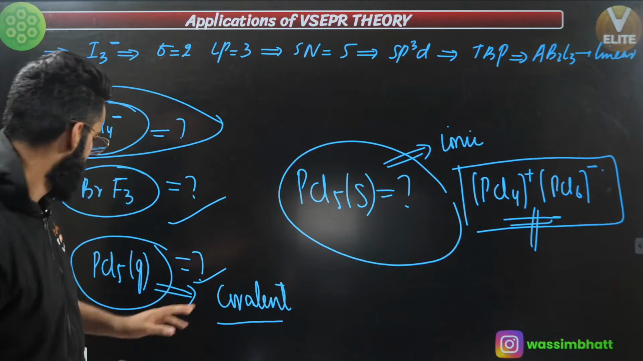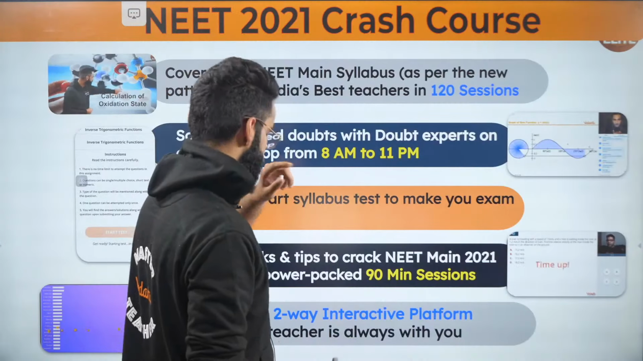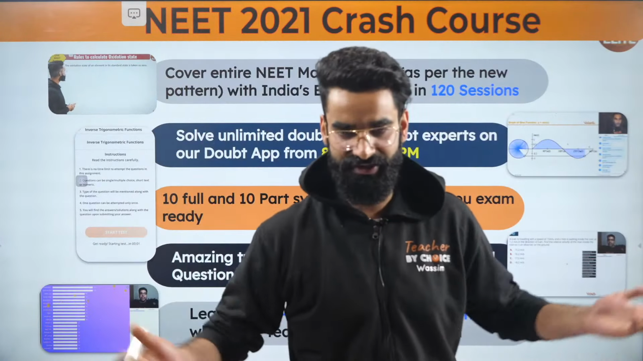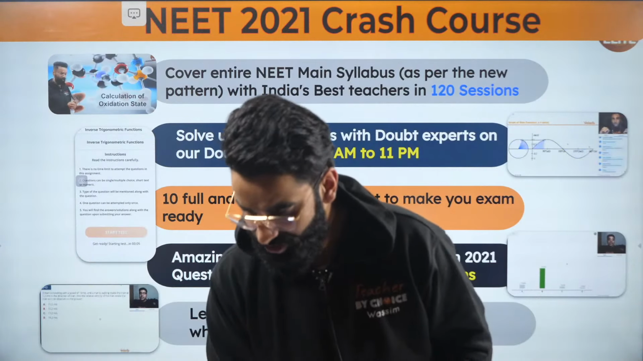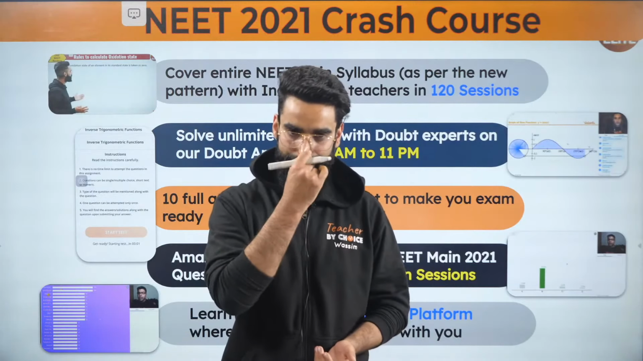Perfect. All right, guys. So this was all about the valence shell electron pair repulsion theory. I'm sure you would have enjoyed the session. Yeah, same. I did the same.